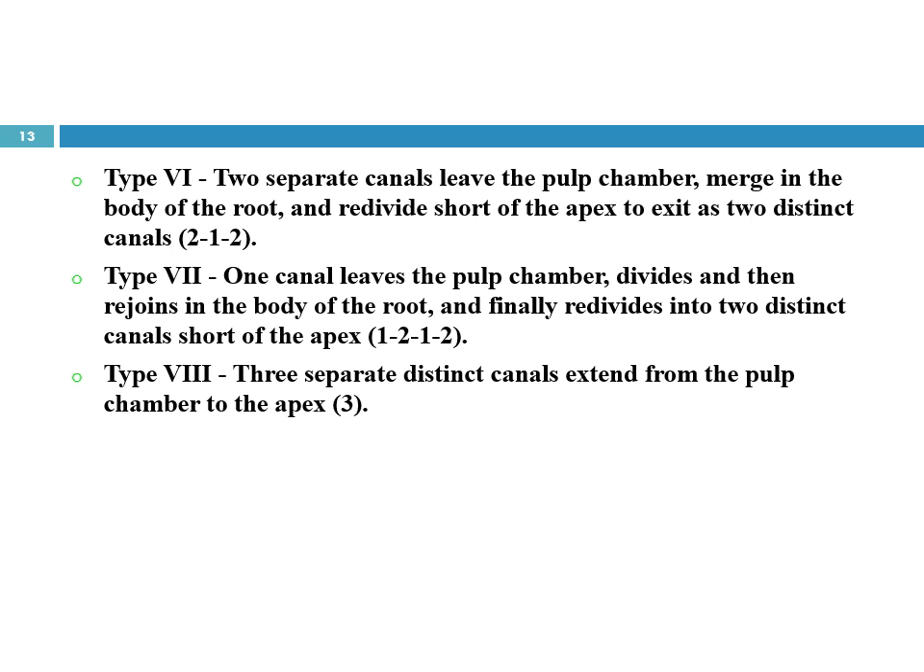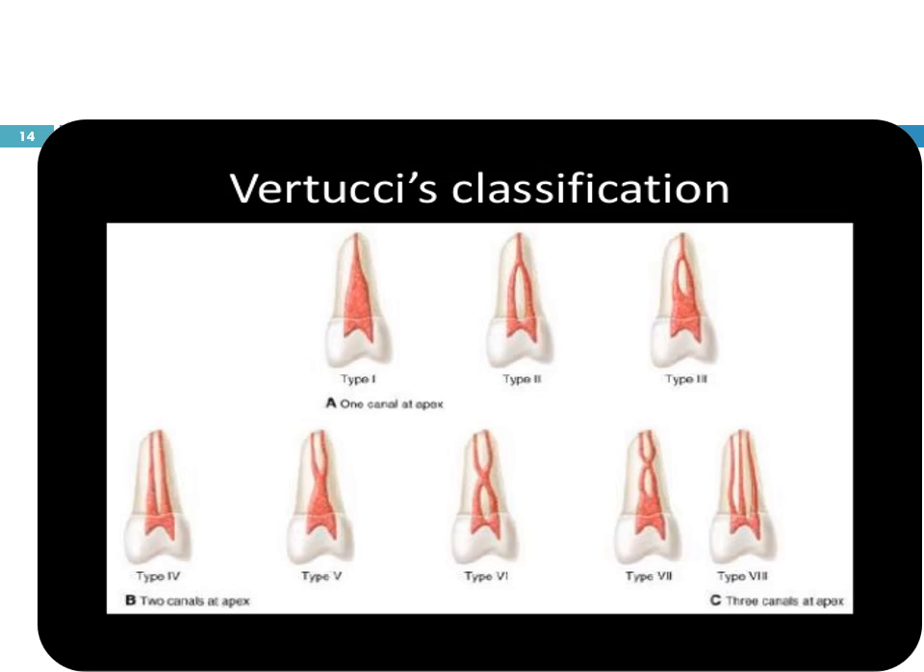And in Type 6, there are two separate canals which leave the pulp chamber, merge in the body of the root, and re-divide short of the apex to exit as two distinct canals. In Type 7, a canal is going to leave the pulp chamber, divide, then rejoin in the body, and finally divide into two distinct canals short of the apex. In Type 8, there are three distinct canals that extend from the pulp chamber to the apex. So this is nothing but a representation of Vertucci's classification.